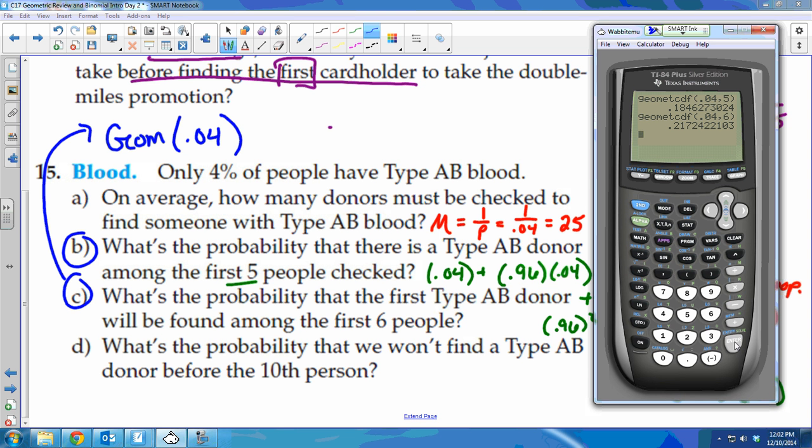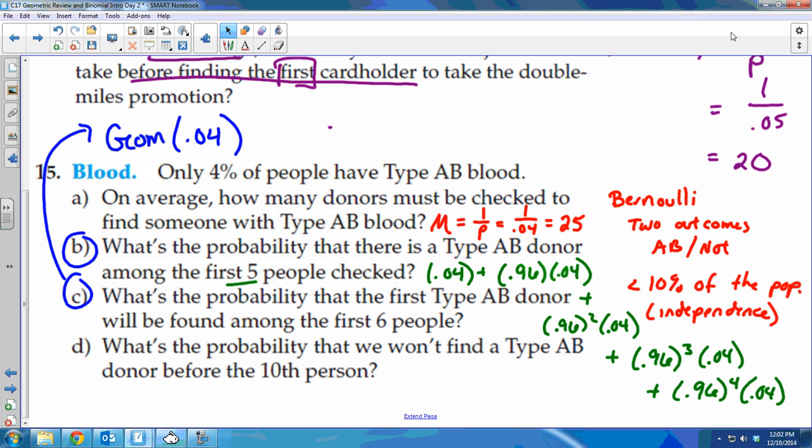Okay, so, is everyone getting it? Let me finish this question. The last one is hard, but I want you to think about it. It says, what's the probability that we won't find a type AB donor before the 10th person?